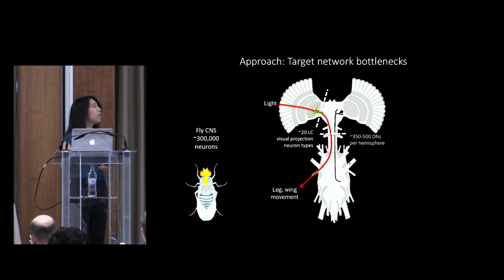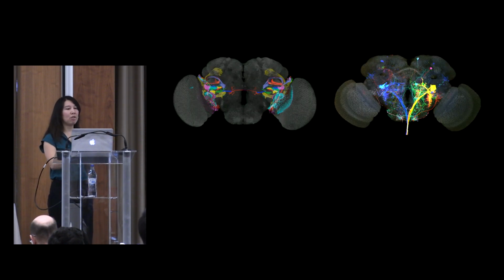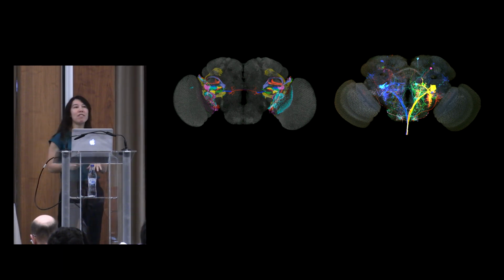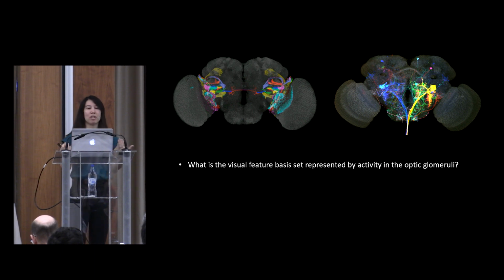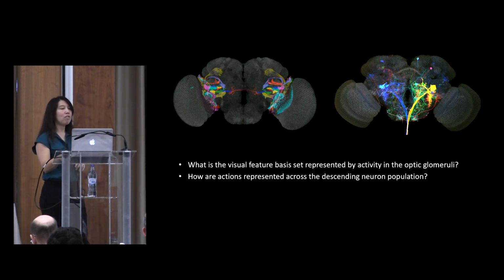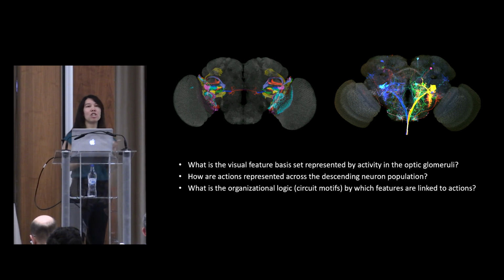And so we can really pose our question now neuroanatomically, and we're interested in how these 20 cell types, in the upper left there, which are these visual projection neurons coming out of the optic lobe, how information is encoded across these. So what, in other words, is the basis set of features, as it were, represented by this population? And then how is that information converted into the descending population? What is the representation there relative to actions of the fly? And of course, what is the organizational logic between these 2 bottlenecks? So what are the circuit motifs or ways that this information gets transformed?